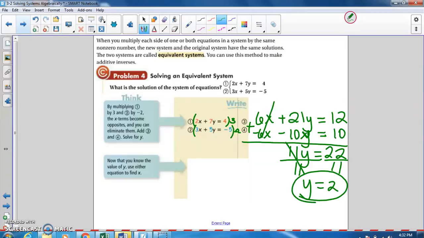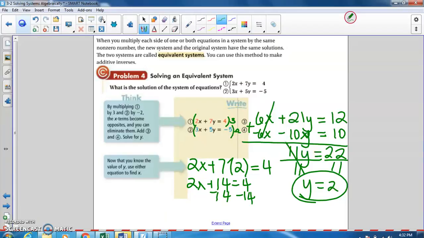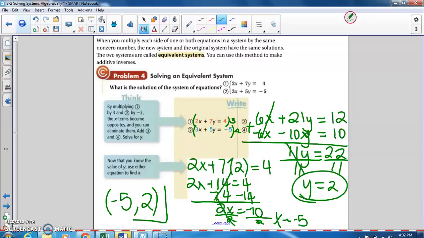We then can use y and plug in to either of our original equations to find x. So 2x plus 7 times 2 is equal to 4. 2x plus 14 is equal to 4. Subtract 14. 2x is equal to negative 10. Divide by 2. X is equal to negative 5, making our solution negative 5, 2.